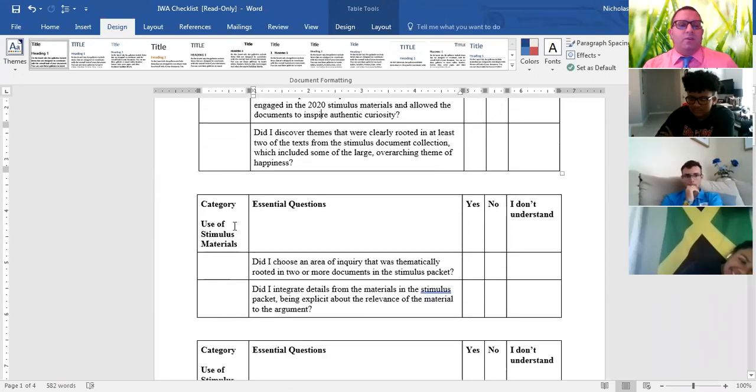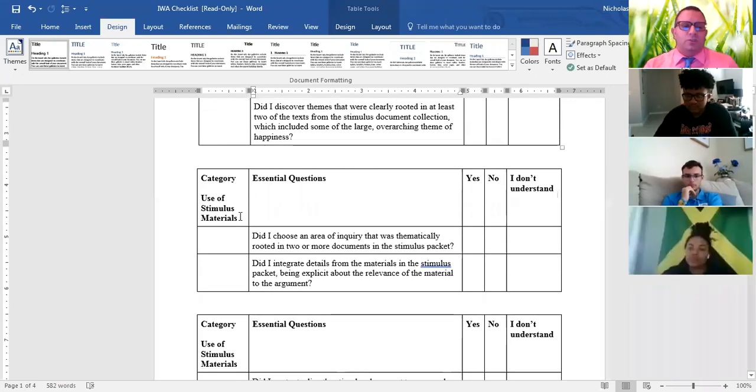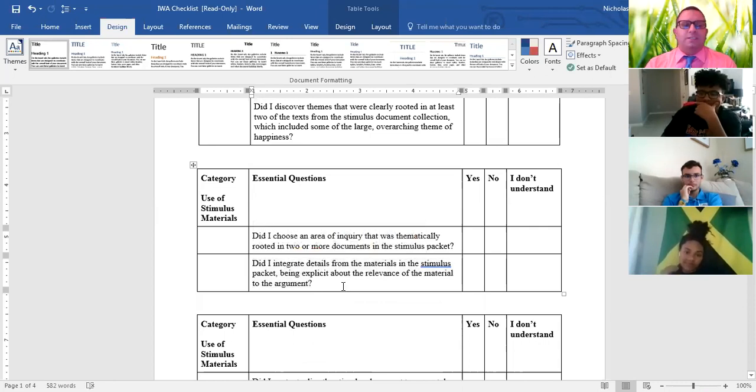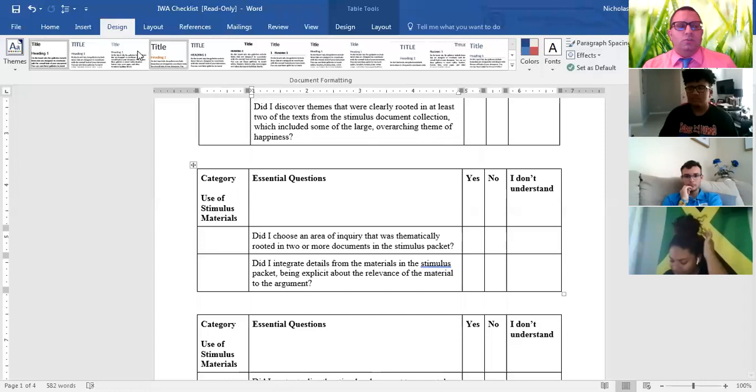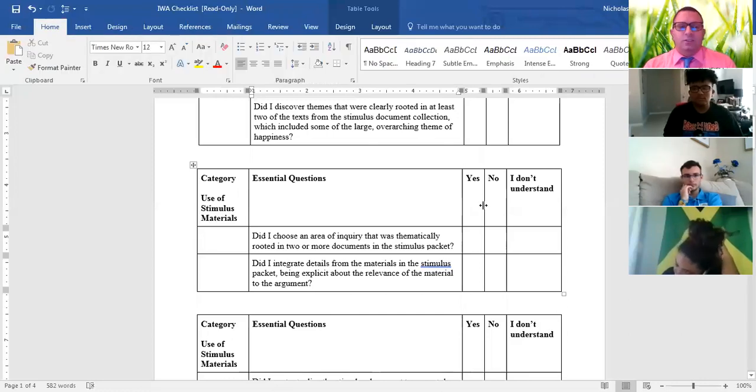The second category on the rubric is how did you use the stimulus materials, okay? So for this one, did you choose an area of inquiry that was thematically rooted in two or more of the documents from the packet? Did you integrate details from the materials in the packet, being explicit about the relevance of the material? This goes back to what I was just talking about in that previous document, okay? Again, if you're doing this well, you should be answering yes to these questions.